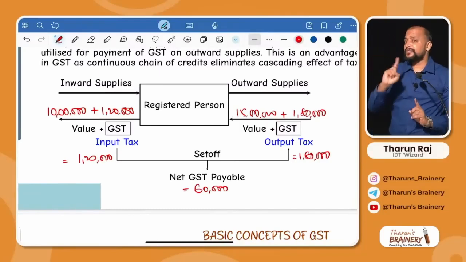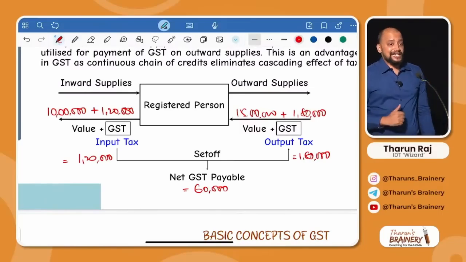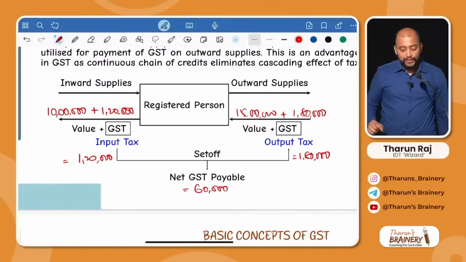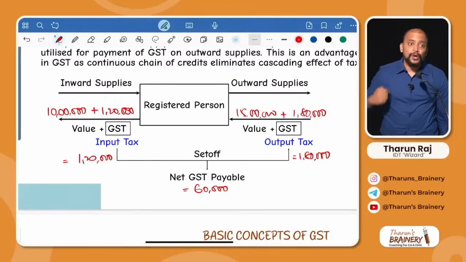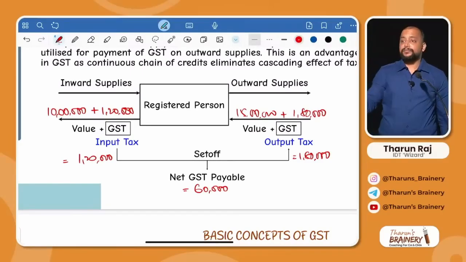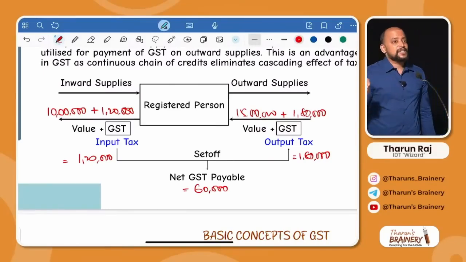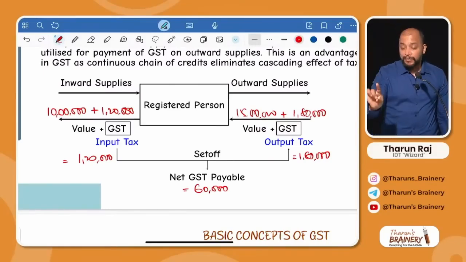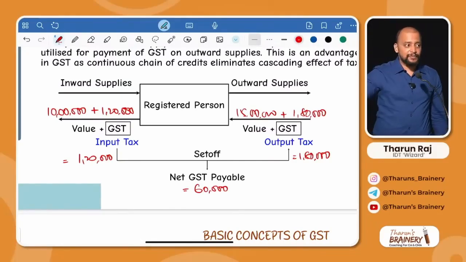If input tax credit is not available, what will happen to the purchase entry? Purchase account debit will be 11,20,000, which means 1,20,000 cannot be taken as ITC. So it will be added to our purchase cost. If ITC available, our purchase cost will come down. If ITC not available, our purchase cost will increase. These are all the basic aspects of input tax credit. Keep that in mind. Whenever we discuss a separate chapter on input tax credit, this information will be useful.